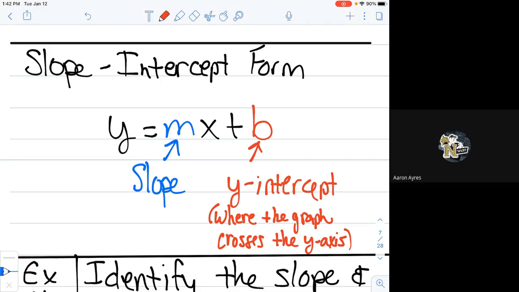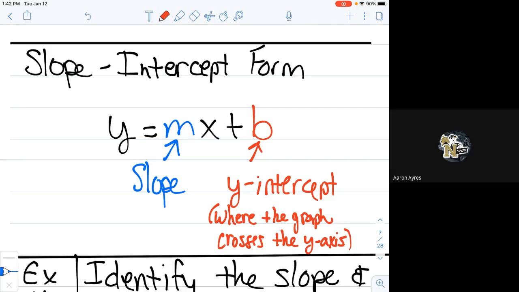If we are adding a positive number, we start above that many levels on the y-axis. If it's a negative number, we start below that many levels on the y-axis. If there isn't a number here, guess where we start? We start at the origin. Start at 0, 0. Does that make sense?